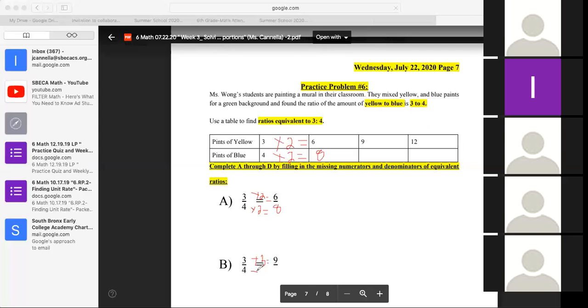1, 2, 3, yeah? So we're going to multiply 3 times 3 to get 9 and 4 times 3 to get 12. So this now becomes 12 here. Okay, 3 times 4 is 12 and 4 times 4 is 16. So now this becomes a 16.